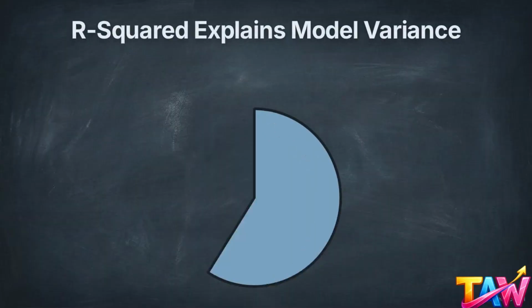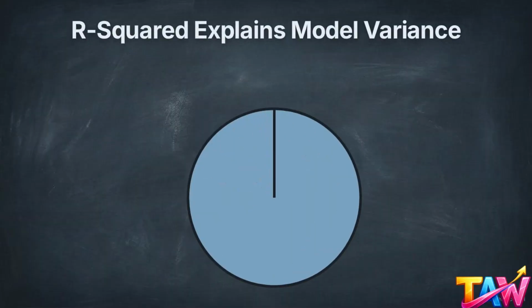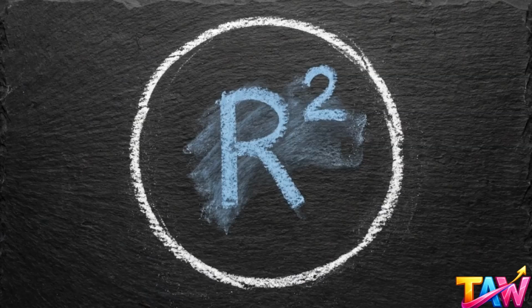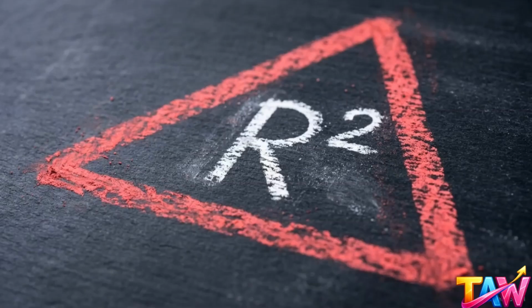This pie chart represents the coefficient of determination, or R². We calculate it by dividing the regression sum of squares by the total sum of squares. This gives us the raw percentage of total variance our model successfully accounts for. Relying strictly on R², however, introduces a mathematical trap.